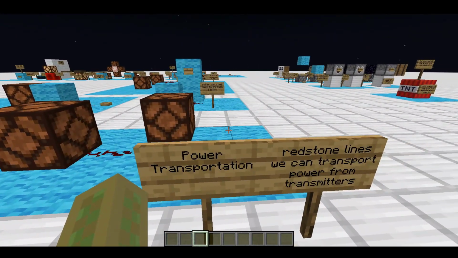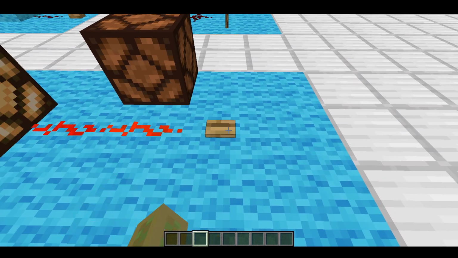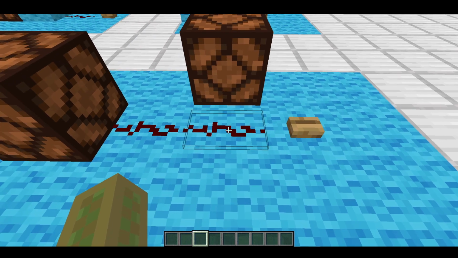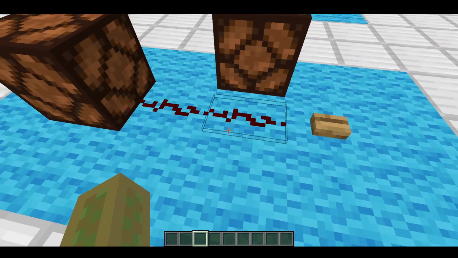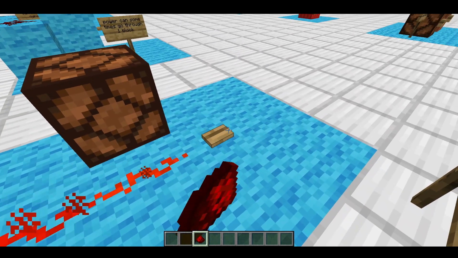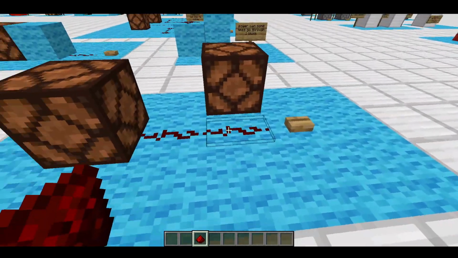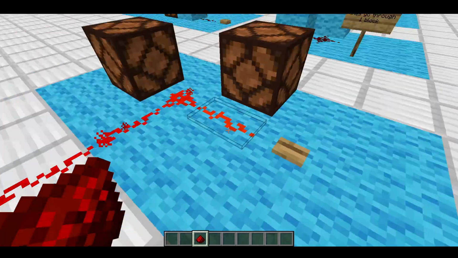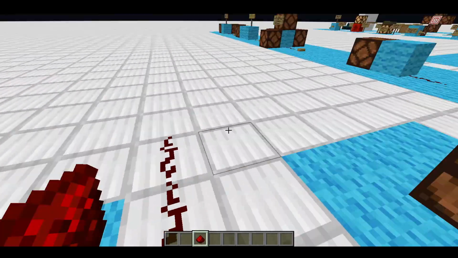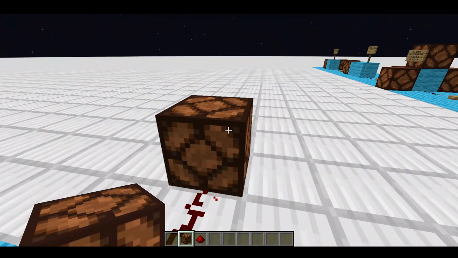So, power transportation. Redstone lines can basically transport power from transmitters. So this button here is a transmitter. Whenever I press it, it transmits a redstone signal or power using redstone. And using redstone, it basically transmits power kind of like a connector block. The redstone is a connector block and it sends power through this. As you see, it sends power to the redstone lamp and the redstone lamp activates.